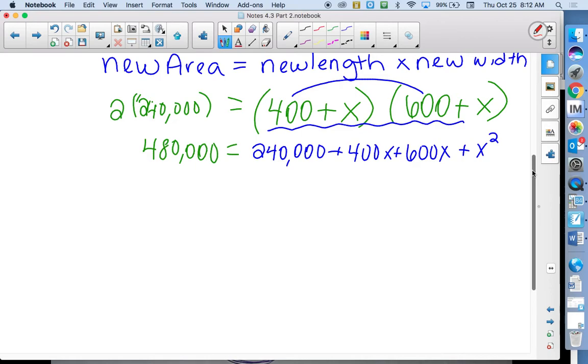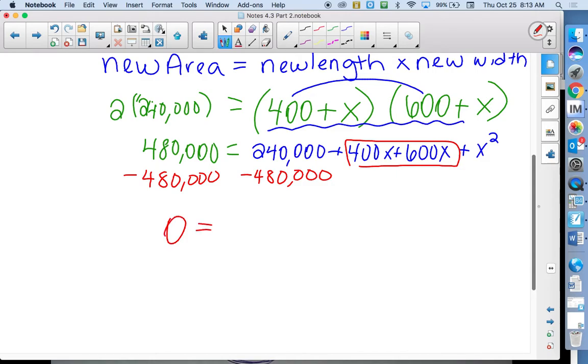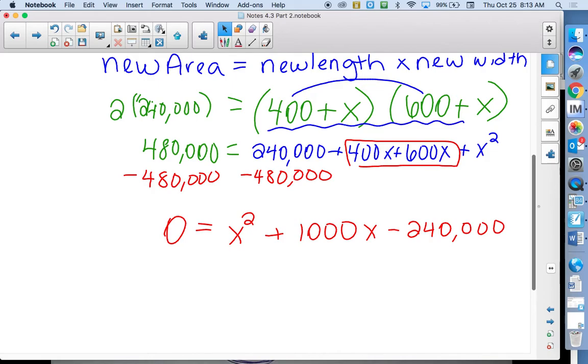Zero product property, it must be equal to 0. So combine your like terms, but also we need to take the 480,000 to the other side. You cannot solve unless it's equal to 0. It's not allowed to be equal to anything else. So x squared can go in the front. This makes a 1,000x. And then we have a negative 240,000. All right, so this is a huge number that we're going to try and factor. We need to figure out two numbers that multiply to be 240,000, but add to be 1,000.